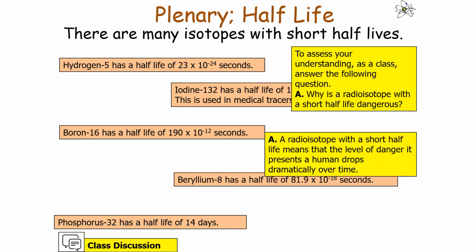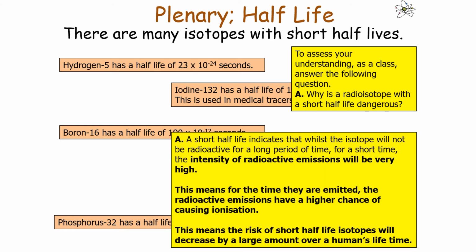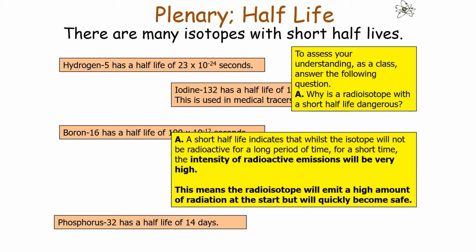So, a radioisotope with a short half-life means that the level of danger it presents to a human drops dramatically over time. So this means that for the time they are emitted, the radioactive isotopes do have a higher chance of causing ionization because they're emitted with a very high intensity. But it also means that the risk of a short half-life isotope will decrease by a large amount over a human's lifetime. So it means that the radioisotope with a short half-life will emit a high amount of radiation at the start of the decay process, but will very quickly become safe.